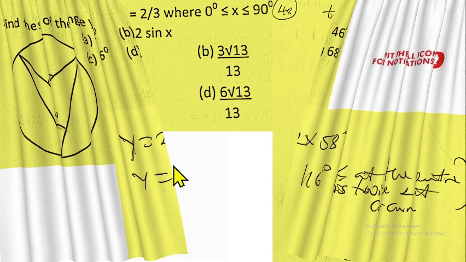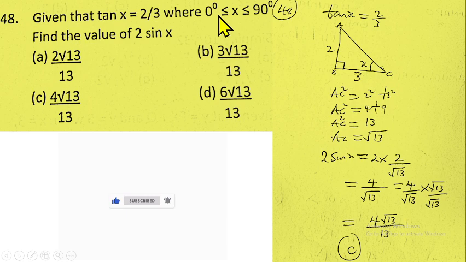Question number 48. Given that tan x is 2 over 3, where x is between 0 degrees and 90 degrees, find 2 sine x. So tan x is 2 over 3. All you need to do is to draw a right angle triangle. Put your angle x, tan is opposite over adjacent, 2 over 3. Then you can find the hypotenuse using Pythagoras theorem. If you do that, you'll have AC equal to square root of 13. Then from there, we can now find sine. Sine is opposite over hypotenuse. So 2 sine x equals 2 times 2 over root 13, so that gives us 4 over root 13.